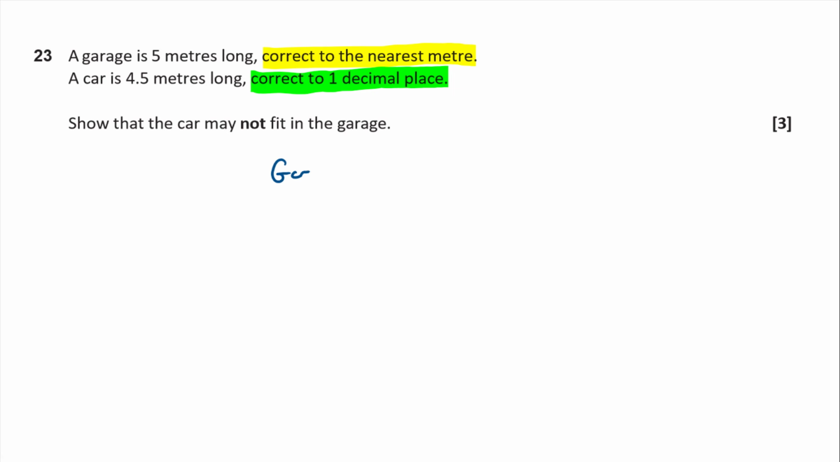So let's have a think about the limits of accuracy for our two quantities, our garage and our car. Let's take the garage first. I'm going to draw a number line and mark the value they give us, which is 5. This is correct to the nearest meter, so the next meter up would be 6 and the one before it would be 4. The values that would round to 5 are the ones halfway between those or closer. Halfway between 4 and 5 is 4.5. We call that the lower bound. And halfway between 5 and 6 is 5.5. We call that the upper bound. So all the values between 4.5 and 5.5 would round to 5, so the garage could be anywhere in that range.